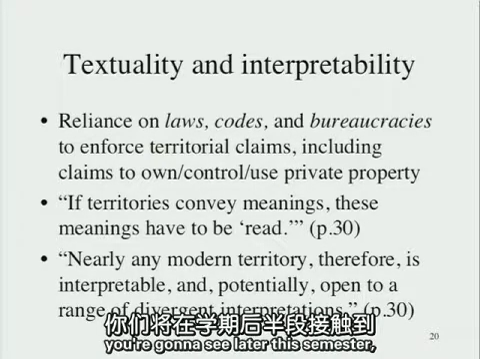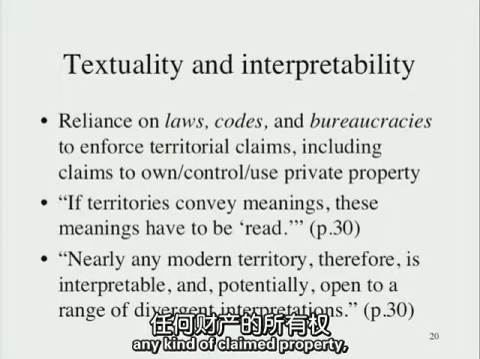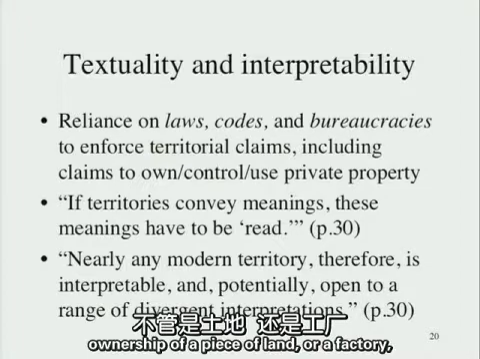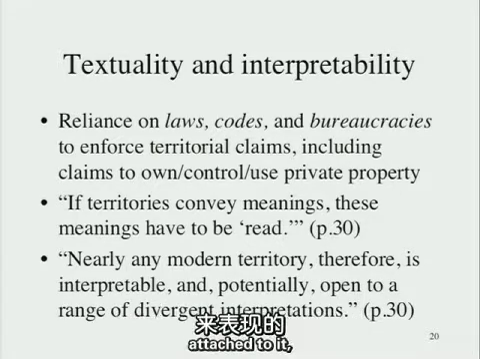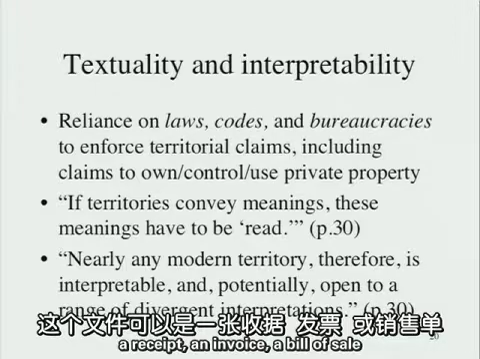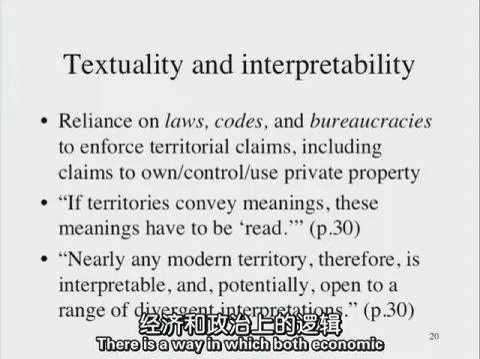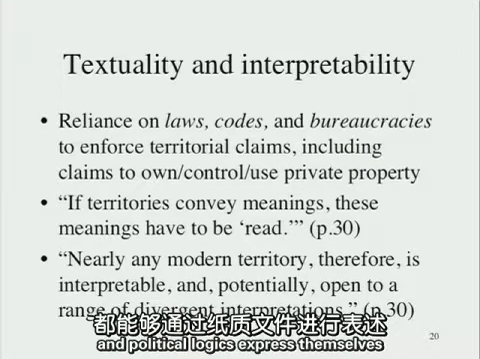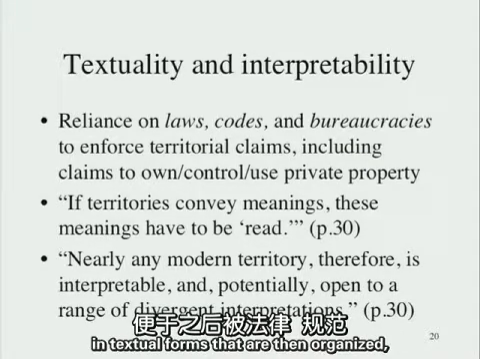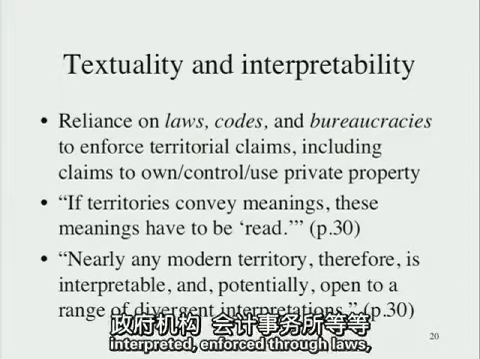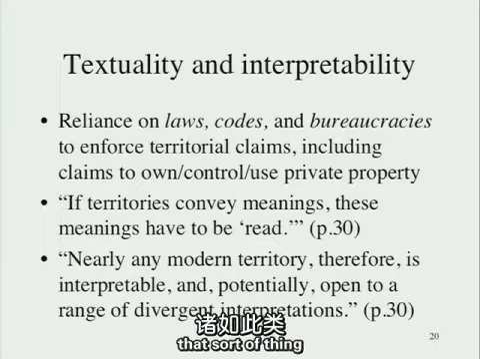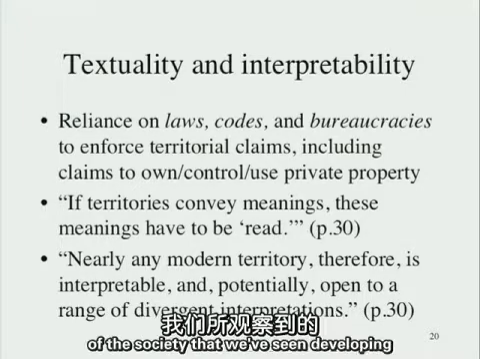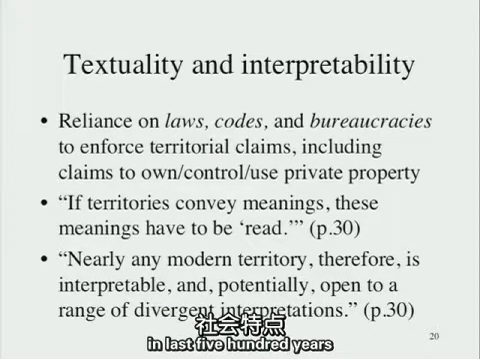We're also going to find, you're going to see later in the semester, that basically any kind of claim to property, ownership of a piece of land or a factory or a boatload of goods, is going to have a paper representation attached to it, a receipt, an invoice, a bill of sale. There is a way in which both economic and political logics express themselves in textual forms that are then organized, interpreted, enforced through laws, codes, bureaucracies, accounting agencies, that sort of thing. These are characteristic features of the society that we've seen developing in the last 500 years.